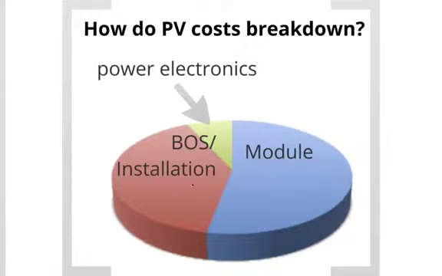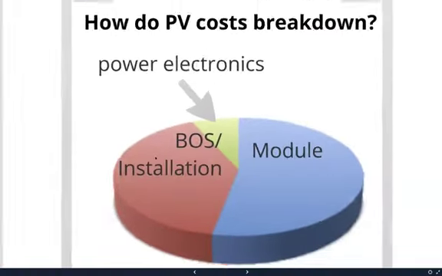Now, we are going to focus primarily on this balance of systems cost, because this is the part where a huge reduction could be achieved, particularly by increasing the efficiency. So that's where we'll focus.